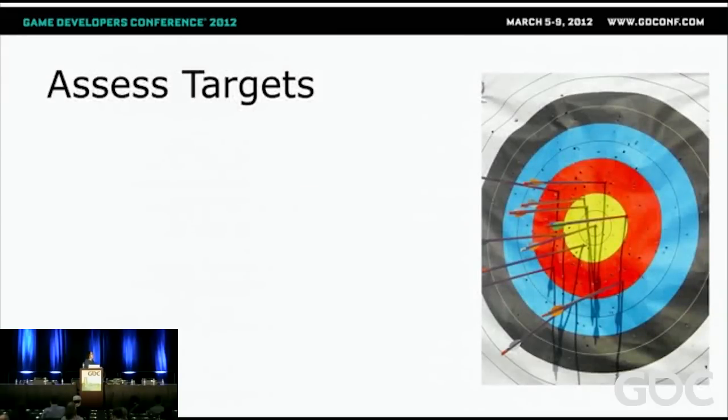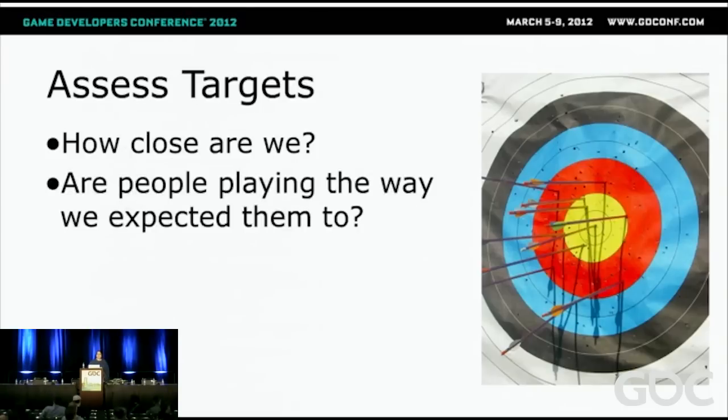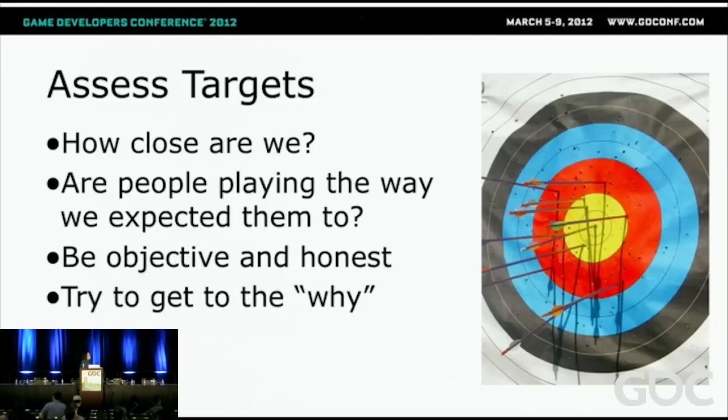And as you launch, then you start to assess your targets. Was I close in what I guessed people will do? If you're a great designer, you're going to be close 50% of the time, because people will surprise you every day. Follow up. Are people playing the way you expected them to? You probably made a guess at how frequently people would play and what they do when they came in your game. Are they doing that? And once again, be objective and honest. And where things surprise you, try to get at why it's happening. That's still the hardest part.